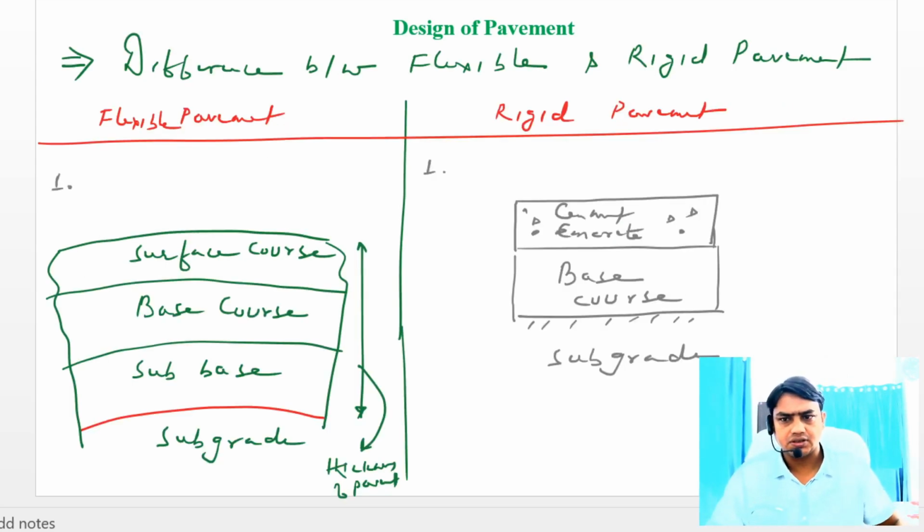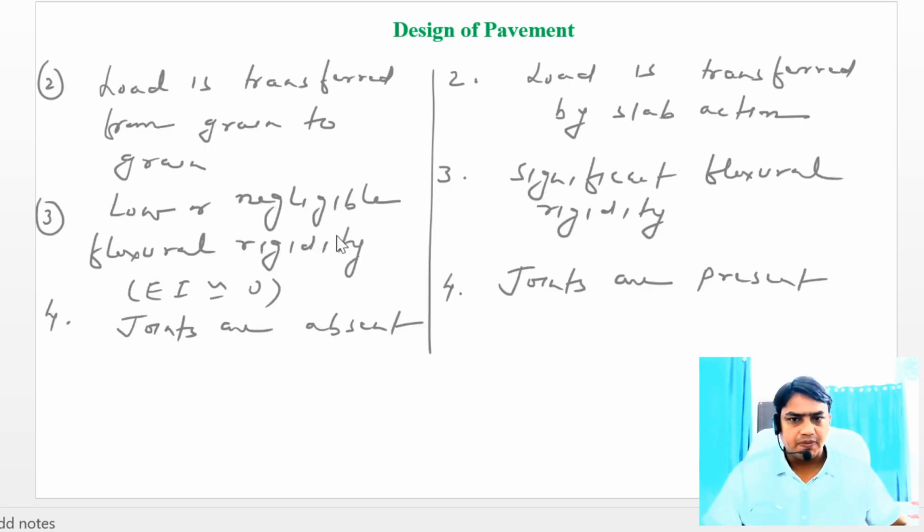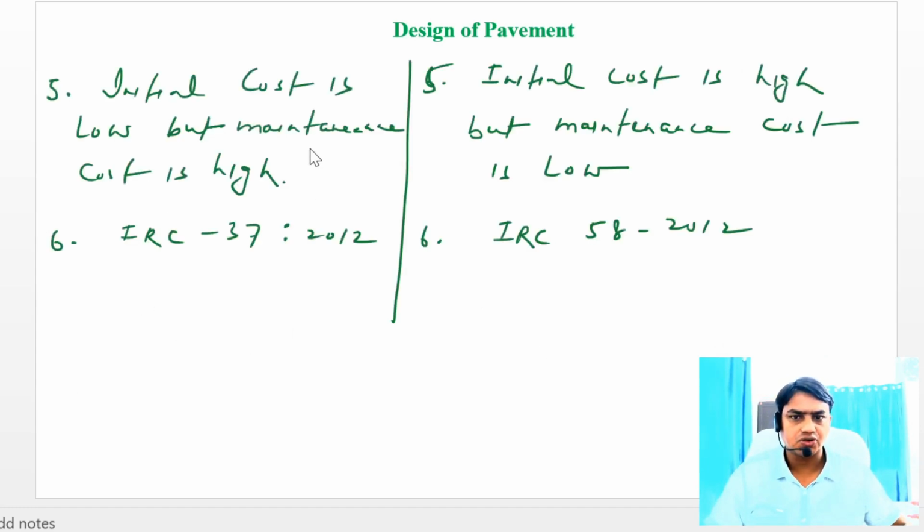The first difference, we have seen, is the layout of the flexible and rigid pavement. Then I told you load is transferred from grain to grain in the flexible pavement, but by slab action in the rigid pavement. The third difference is that flexible pavement has low or negligible flexural rigidity, but the rigid pavement has significant flexural rigidity. Joints are absent in flexible and present in rigid. Initial cost is low but maintenance cost is high in flexible pavement, but initial cost is high and maintenance cost is low in the rigid pavement. IRC 37 2012 is used for the design of flexible pavement, and IRC 58 2012 is used for the design of rigid pavement.